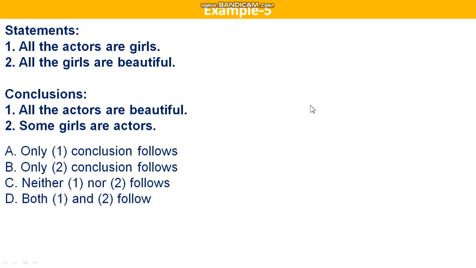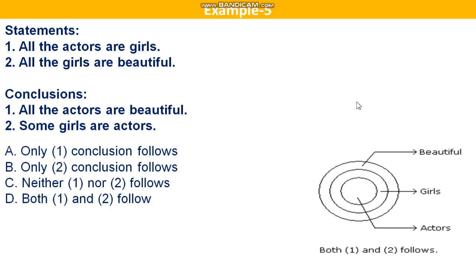Example number 5. All actors are girls, all girls are beautiful. Now, whenever the word all comes in both statements, obviously it will be nothing but a concentric circle Venn diagram like this. All actors are girls, all girls are beautiful. Now let's see how many conclusions follow. All actors are beautiful. Yes, by default all actors are beautiful because the actor circle is coming inside the beautiful circle.